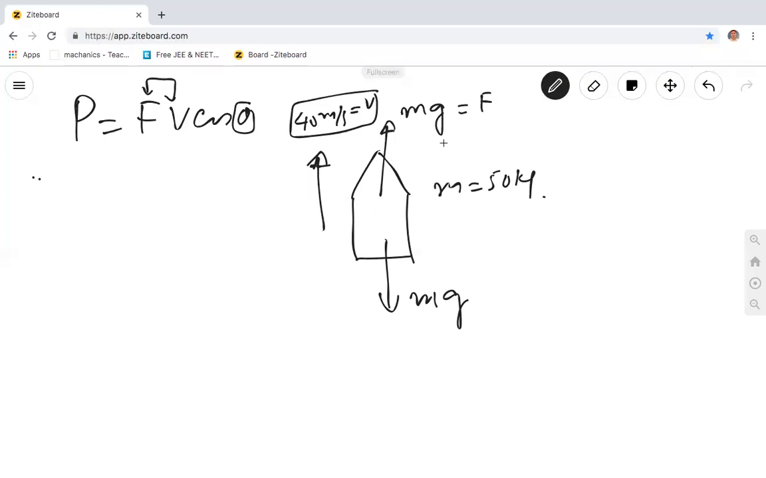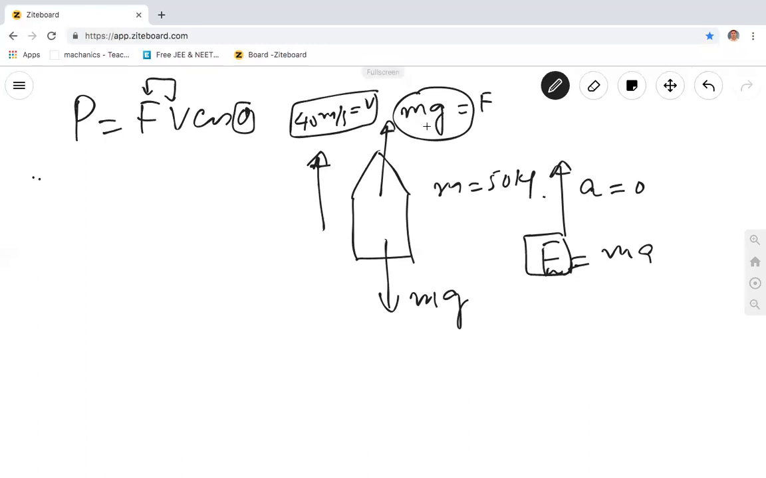Yes. Now I will show you the other way around also. Suppose the upward force is this F. How much is the downward force? mg. What is the upward acceleration? 0, because it moves with constant velocity. So what is the force equation? F net is equal to ma. I have to prove this F is equal to mg.